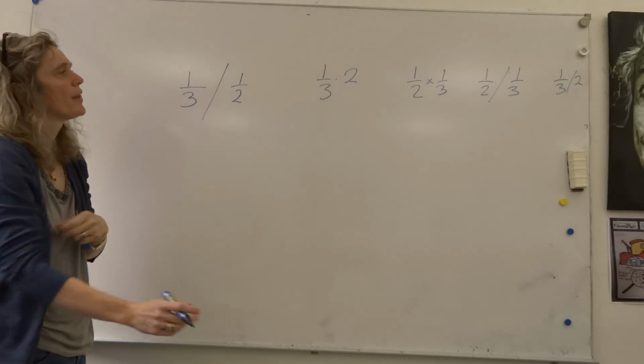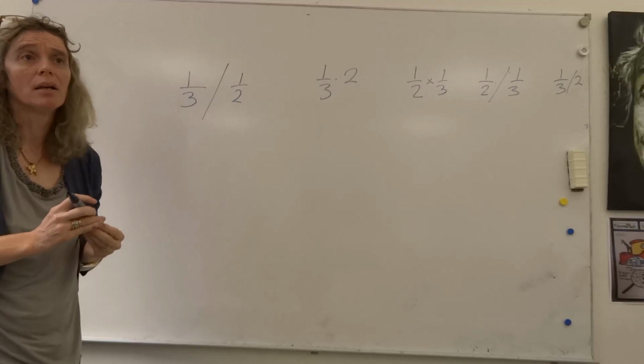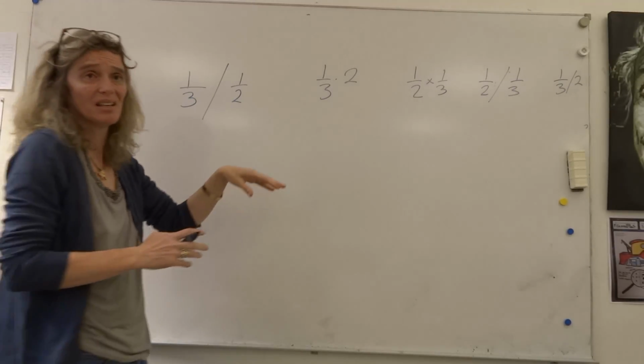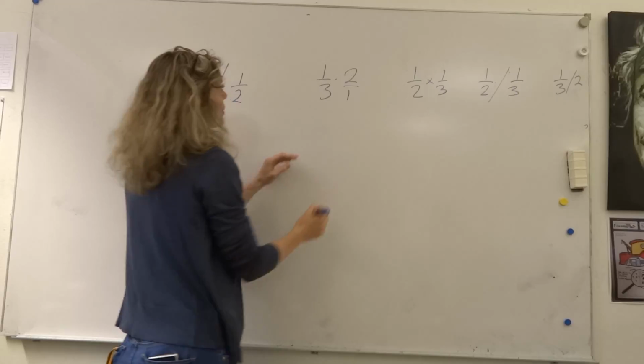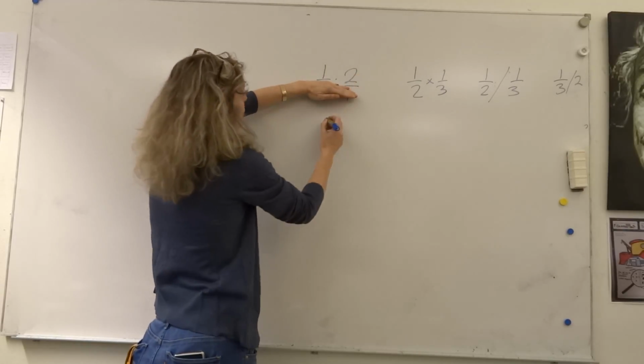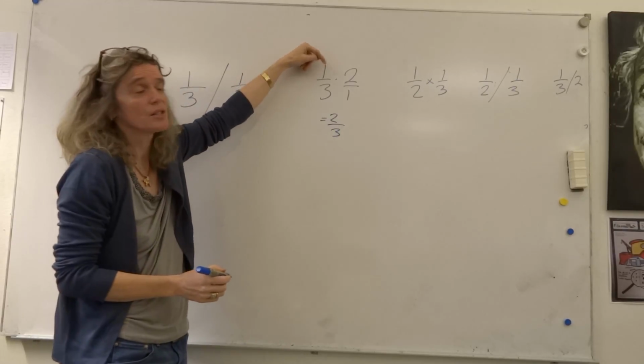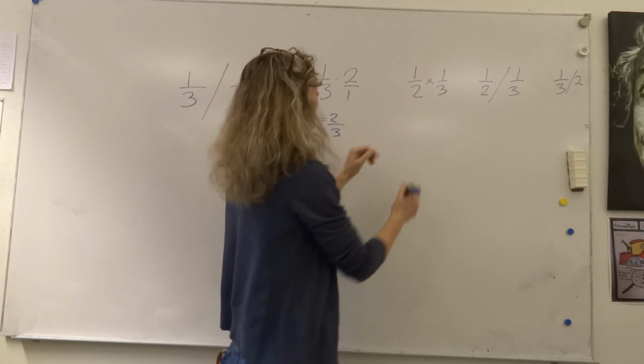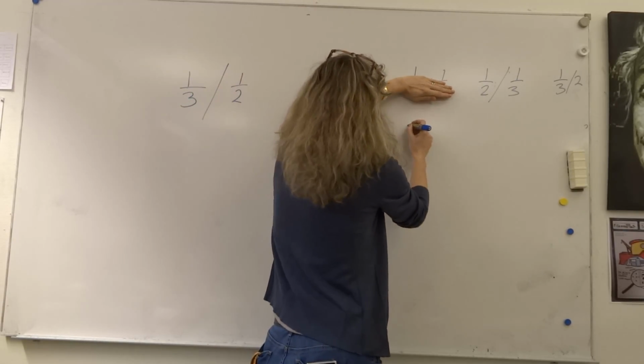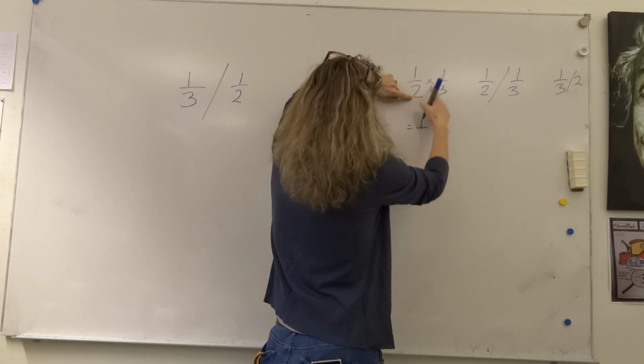I've told you that the rule when you're multiplying fractions is really easy, because it's just to say 1 times 2 is 2, 3 times 1 is 3. So here we get 2/3, that's a small number. This one as well, really easy. 1 times 1 is 1, 2 times 3 is 6.